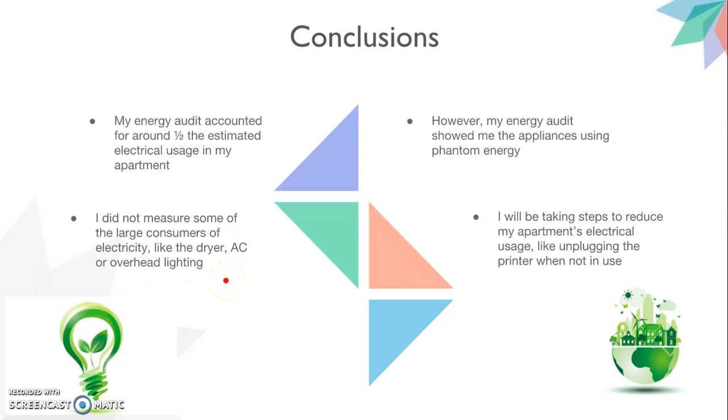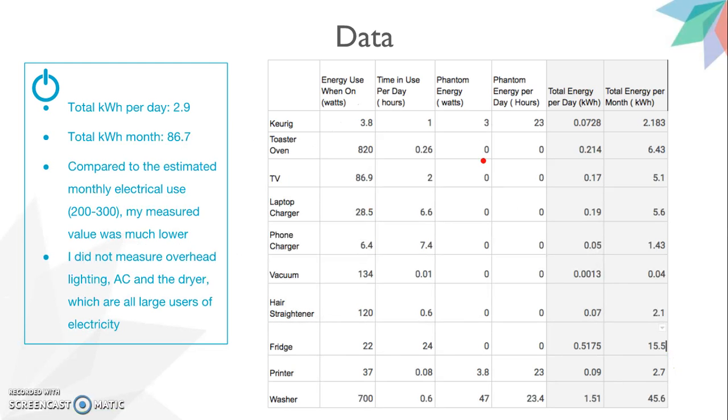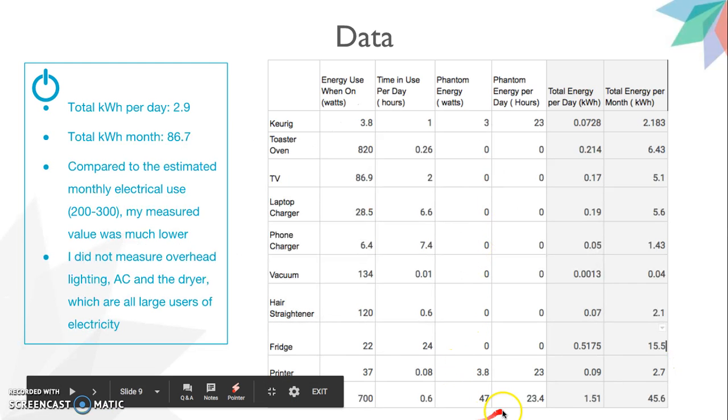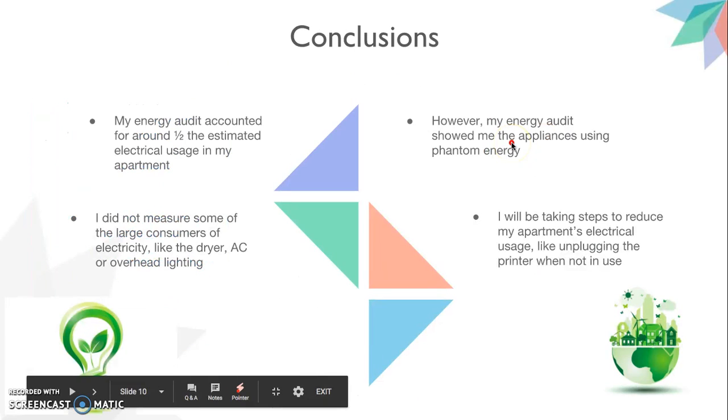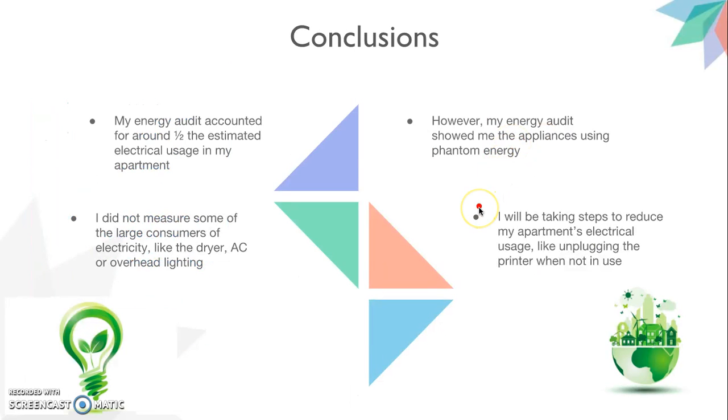What I did learn from this project was that a lot of my appliances are using phantom energy. As you can see on the chart again, my printer is actually using a lot of phantom energy. So is my washer, and also my Keurig. I'll be taking steps to reduce my apartment's electrical usage by unplugging these appliances when they're not in use and trying to turn off the lights when I'm not there, so I can reduce my carbon emissions from electricity.